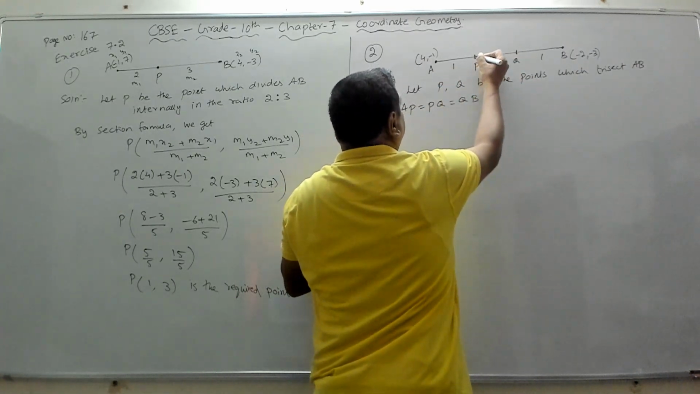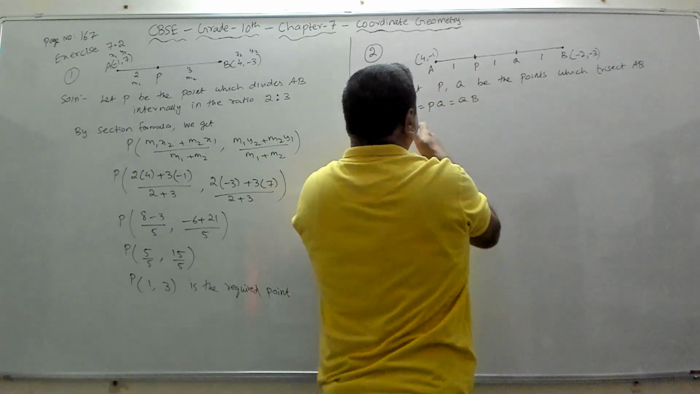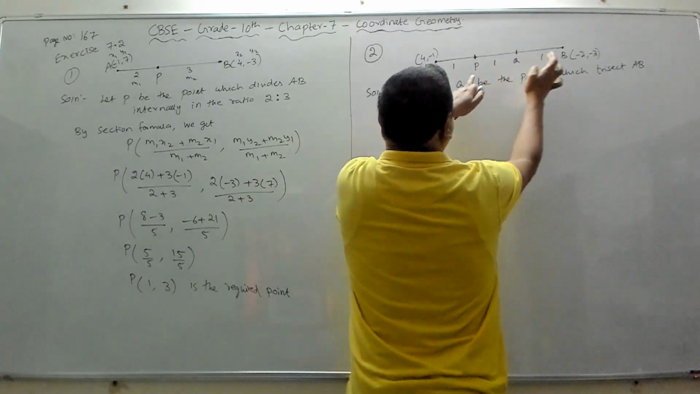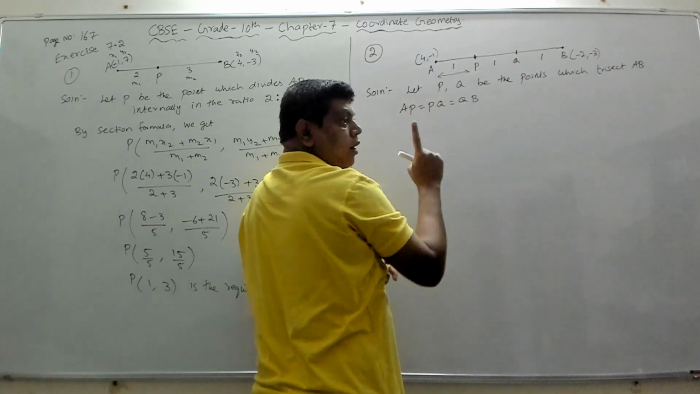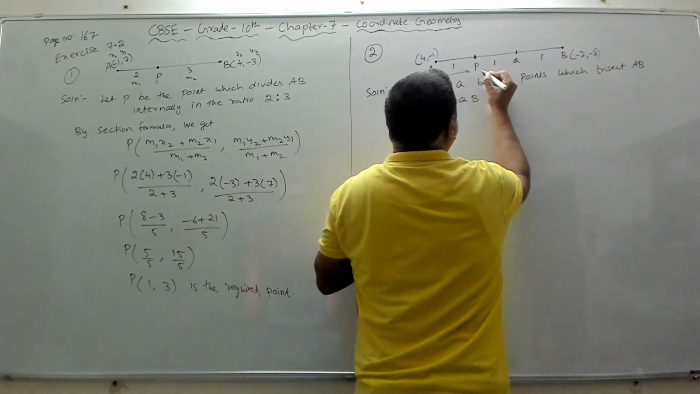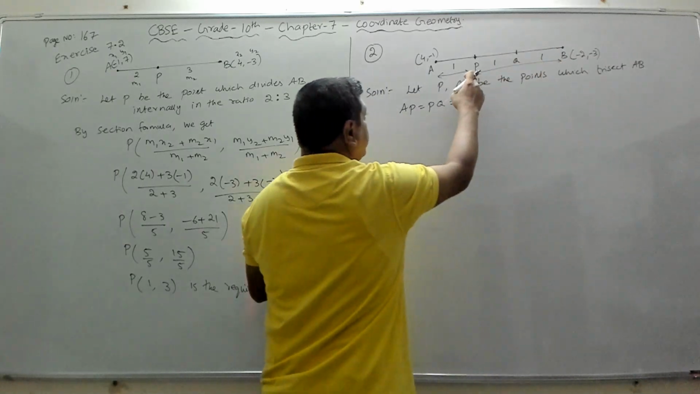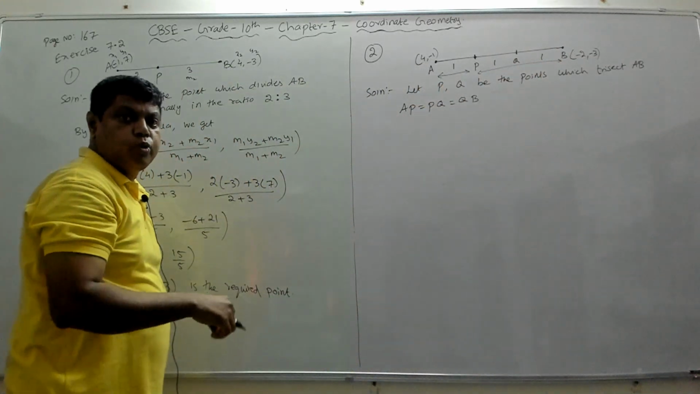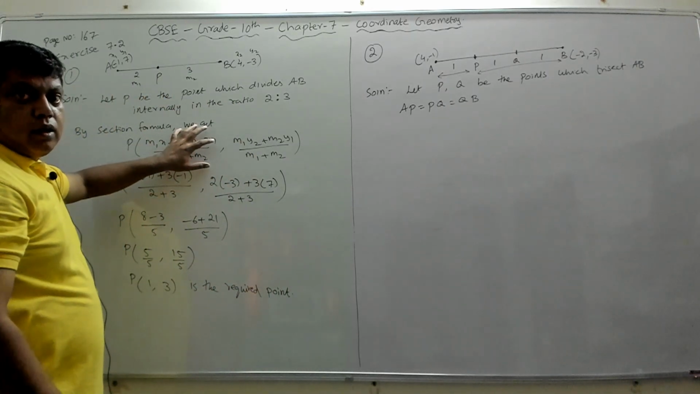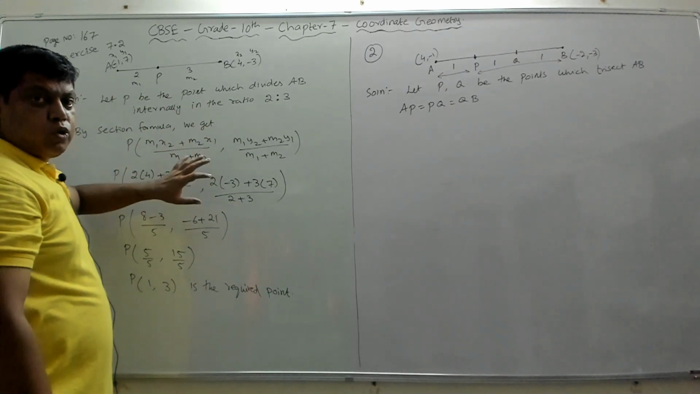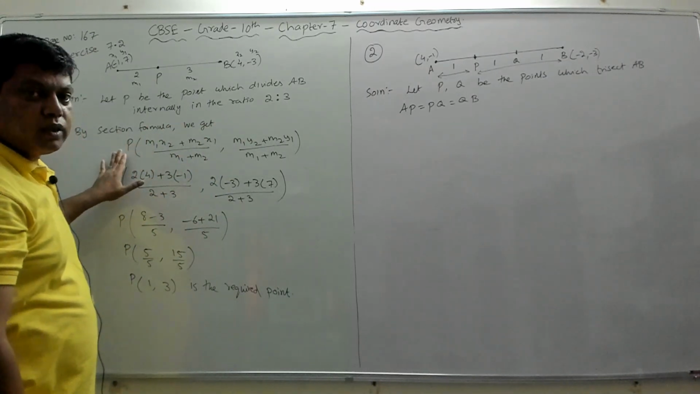So if you take this point, to find the ratio in which it divides AB: AP is 1, and what is the ratio of PB? This is 2, because this is 1, this is 1, so 2. So P divides AB internally in the ratio 2:1. And whenever a point divides a line segment AB internally in the ratio M1:M2, then by the section formula we can find the coordinates of the point using this formula.